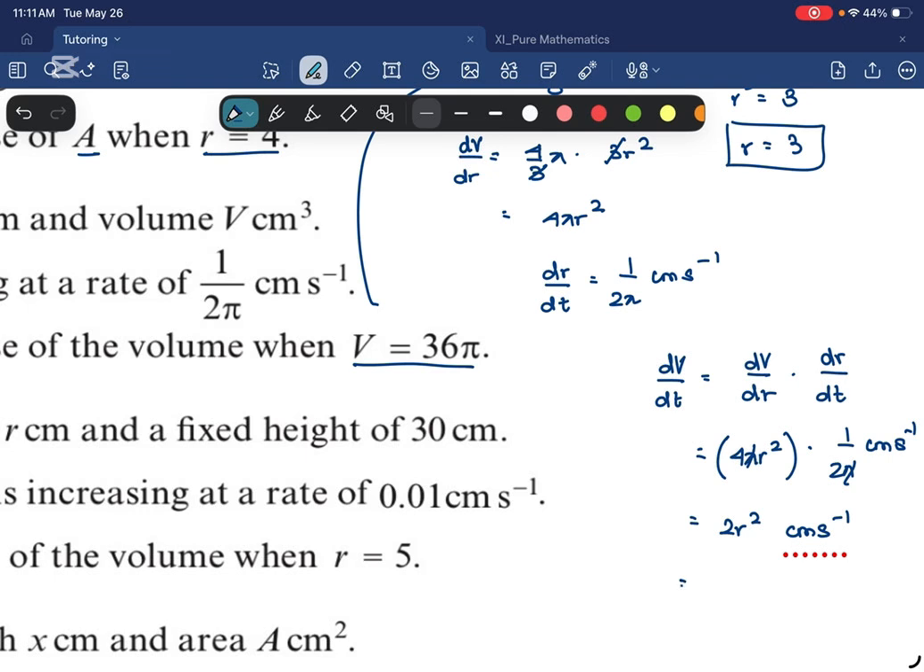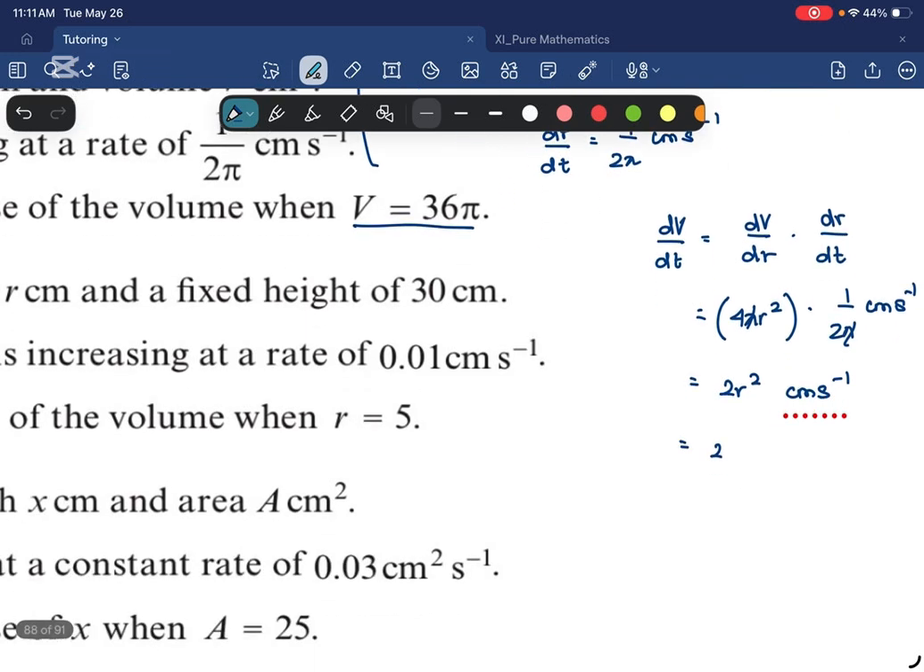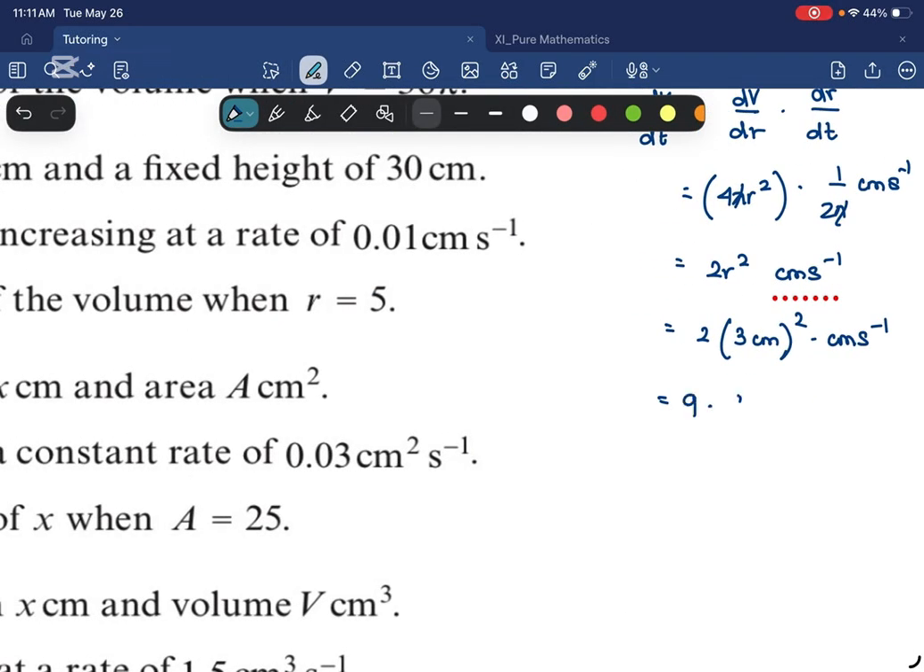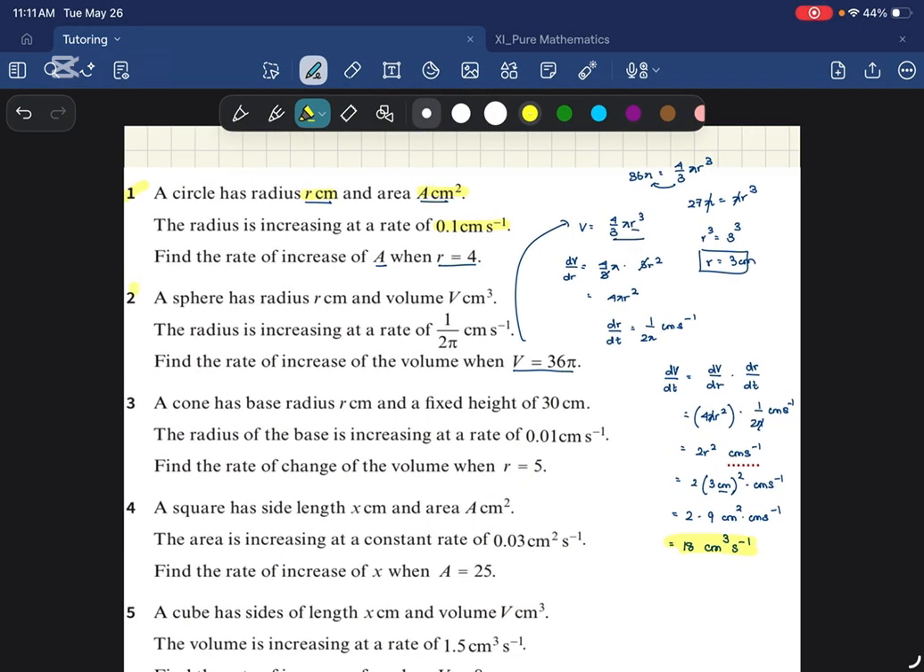So now you just substitute 3 here. 2 times 3 squared. But what is 3? 3 centimeters. Radius in centimeters. So 3 centimeters squared times centimeters per second. Okay, I'm so sorry. It disappeared. It's going to come back. Okay, here. So 2 times 9. Sorry, 2 times 9. 3 squared is 9. Centimeters squared times centimeters per second. Because centimeters squared is going to give me centimeters per second. So I have 18 centimeters cubed per second. And that is your answer. So your units are very, very important. And understanding the question is very, very important. And we are done with question 2.